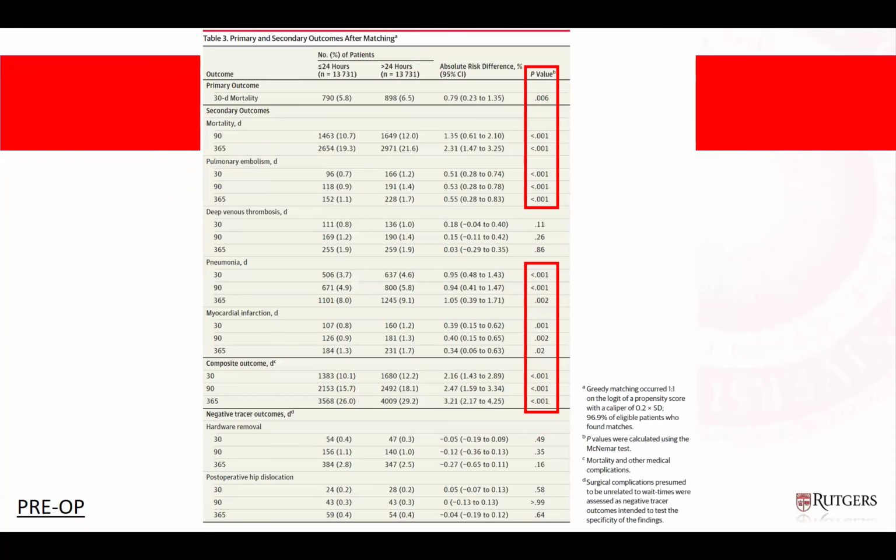This is another table from that same study showing that the primary outcome of 30-day mortality as well as several secondary outcomes, including PE, pneumonia, MI, and total composite outcomes were significantly worse in the delayed group after 24 hours.